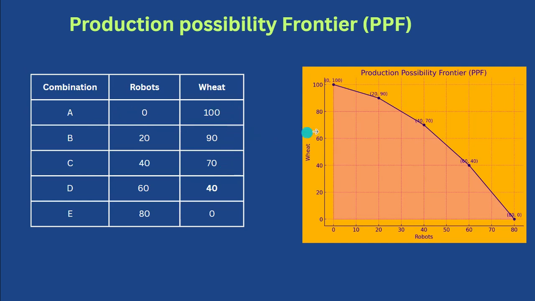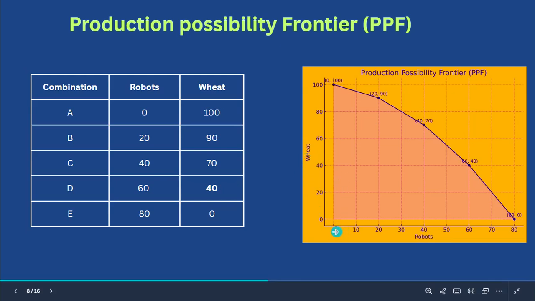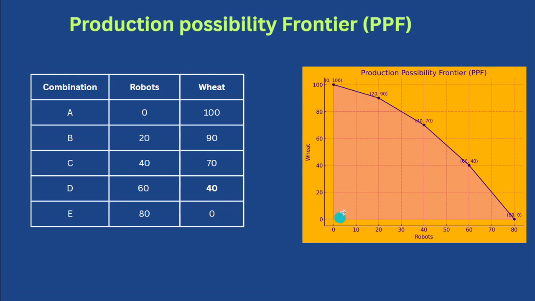So let's put these points in this graph. Here the x-axis is robot and the y-axis is wheat. At the first point, robot is 0 and wheat is 100. And here the point, robot is 20 and wheat is 90. The point is coming here. And here the robot is 40 and the wheat is 70 tons. The point is coming here. Here 60, 40 and 80, 0. So if you join all these points, you will get this curve. This curve is called concave shape.